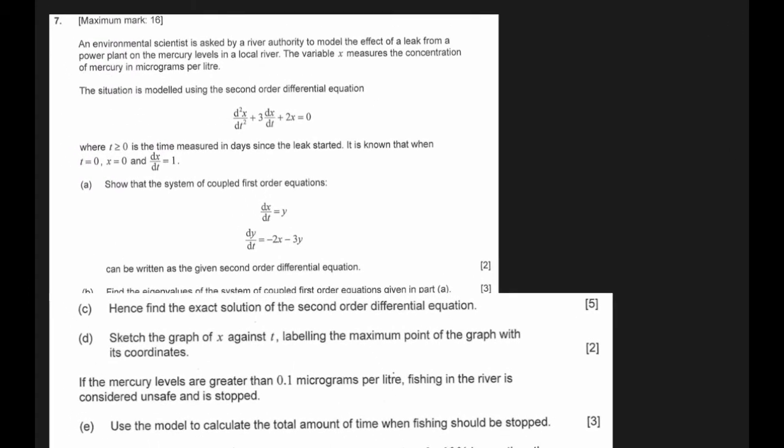Question number 7. An environmental scientist is asked by a river authority to model the effect of a leak from a power plant on the mercury levels on a local river. The variable X measures the concentration of mercury in micrograms per liter. That's the unit. The situation is modeled like this.